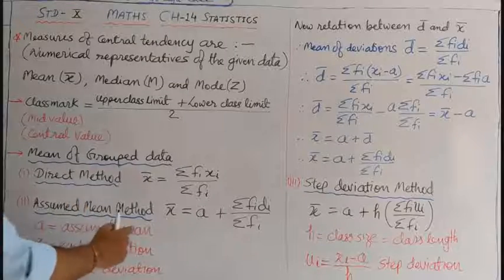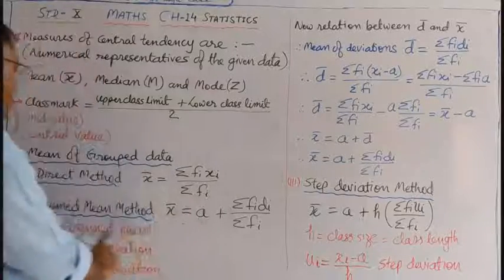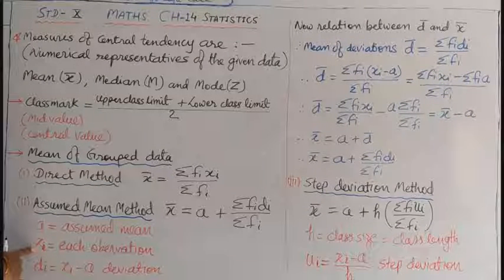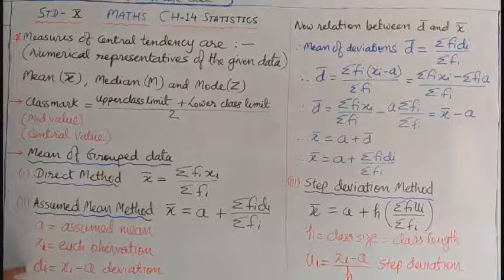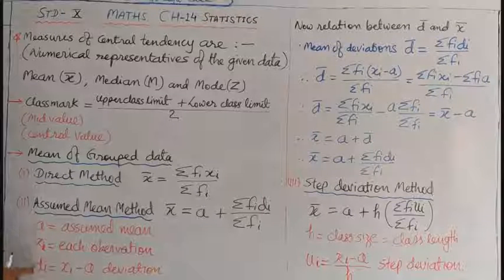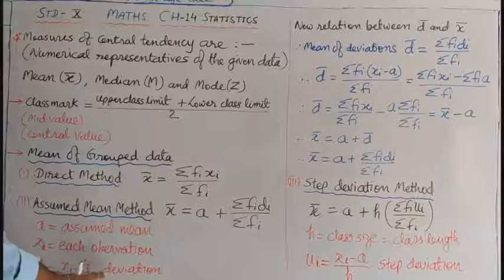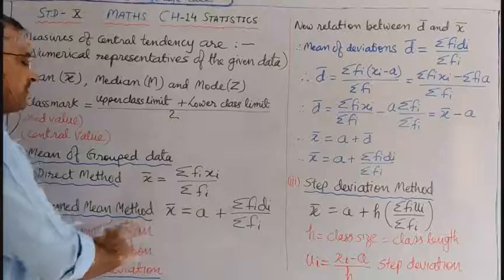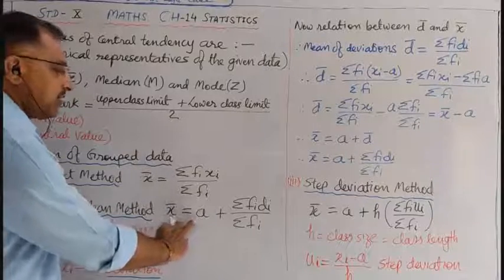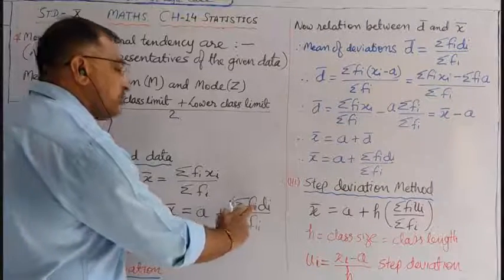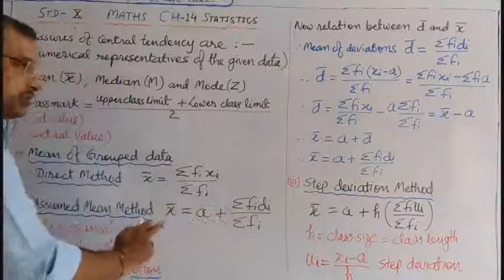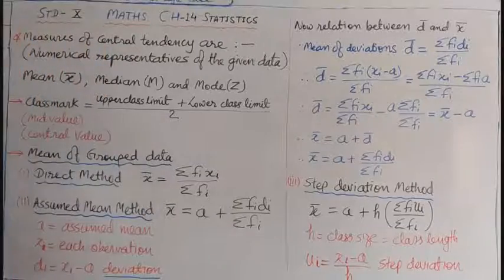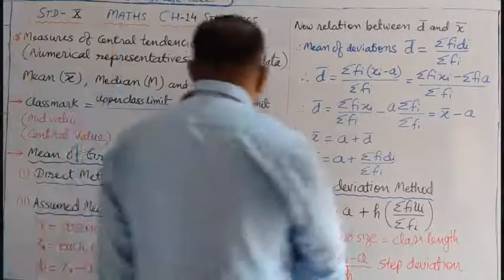Now assumed mean method, we have to go for A, assumed mean. Xi means each observation, x1, x2, x3 and so on. So these are the observations, and Di means deviation for each observation. So each observation minus assumed mean we will get deviation. So using this deviation, that is called deviation method. So mean is equal to assumed mean plus summation of the product of frequency and the deviation for each observation, that is sigma fi Di divided by sum of frequency, that is number of observations.